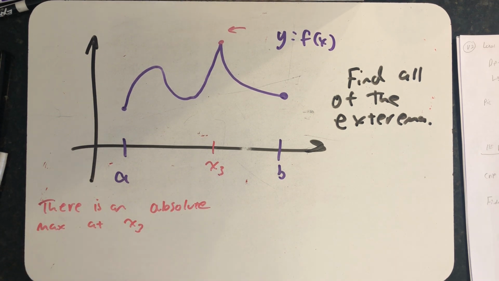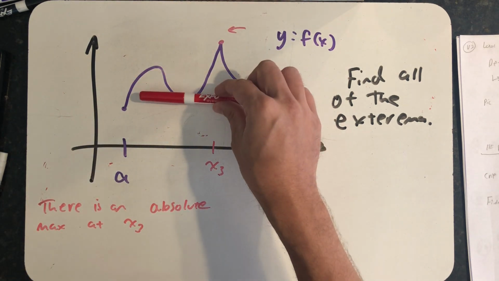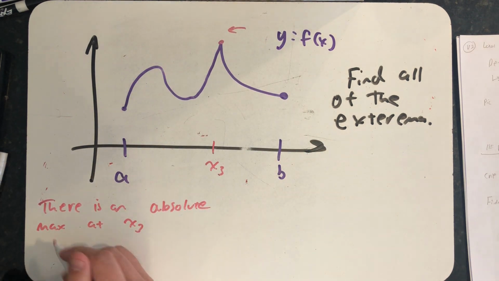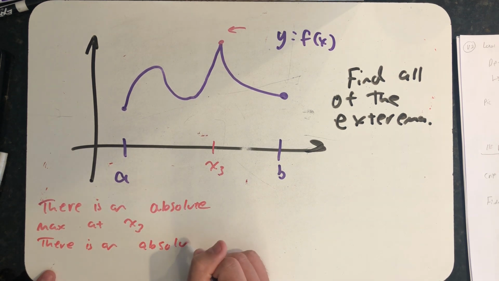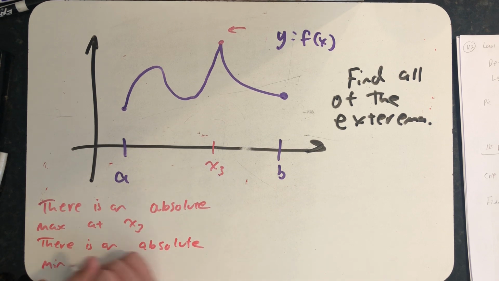Now I'm looking for the absolute minimum. And I think it's at that endpoint. There's an absolute minimum at A. All right, well, I found the absolute extreme values. Let's see if there are any local extreme values.